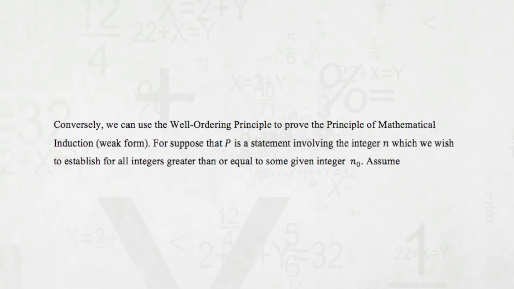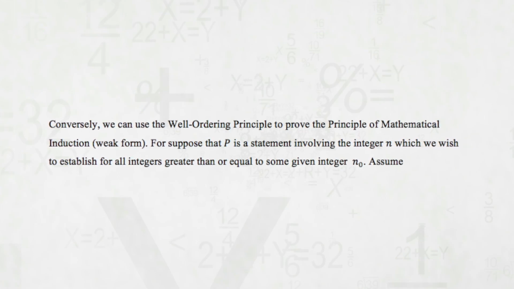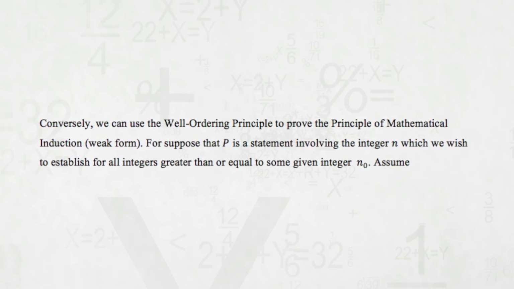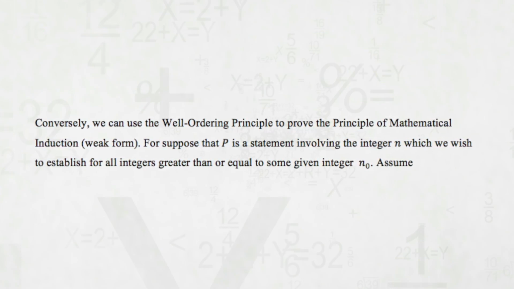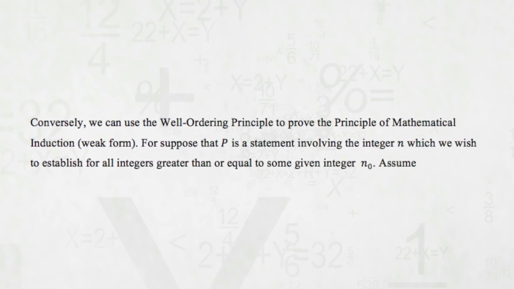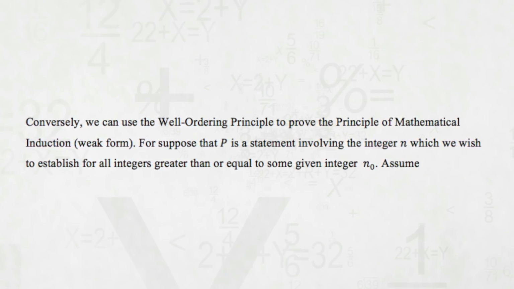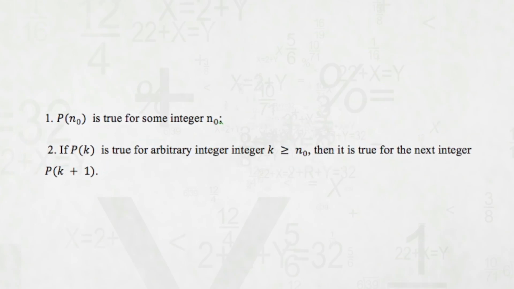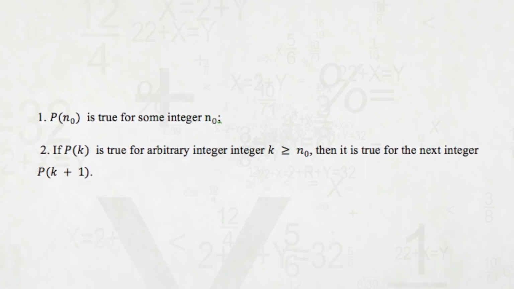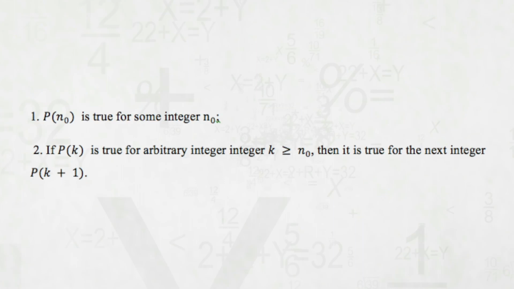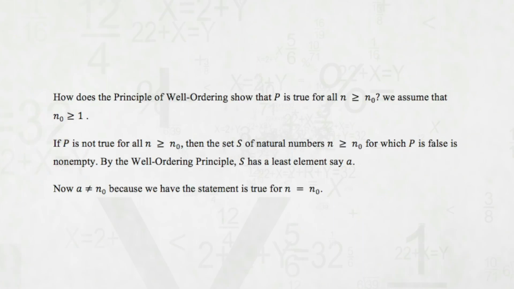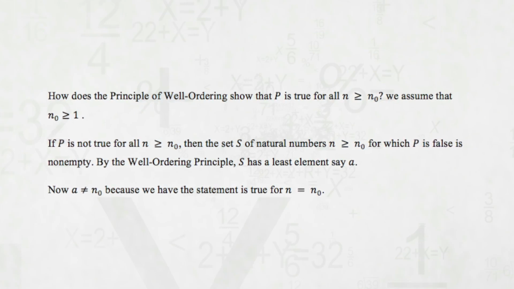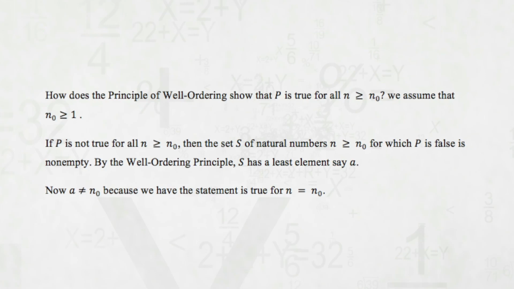Conversely, we can use the well ordering principle to prove the principle of mathematical induction, that is, the weak form. Suppose that P is a statement involving the integer n which we wish to establish for all integers greater than or equal to some integer n naught. Assume P of n naught is true for some integer n naught. If P of k is true for an arbitrary integer k greater than or equal to n naught, then it is true for the next integer, P of k plus 1. How does the principle of well ordering show that P is true for all n greater than or equal to n naught? We assume that n naught is greater than or equal to 1.